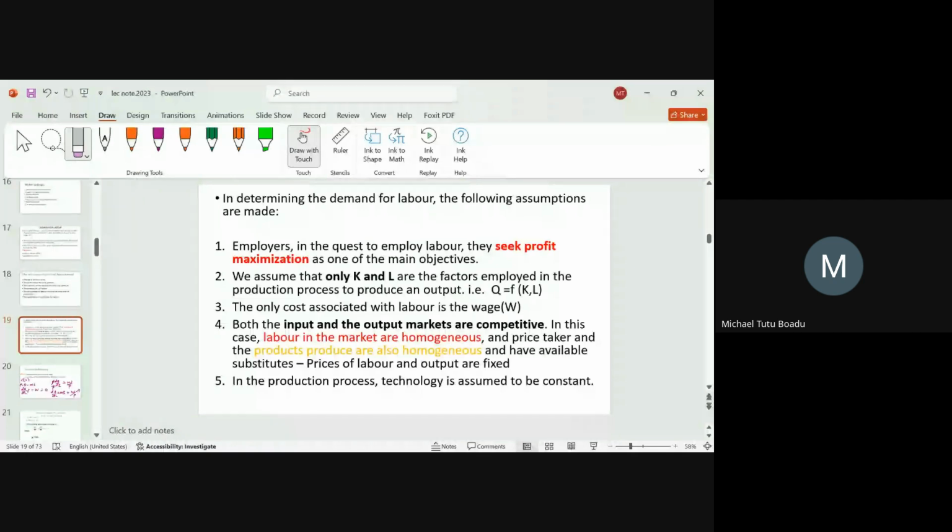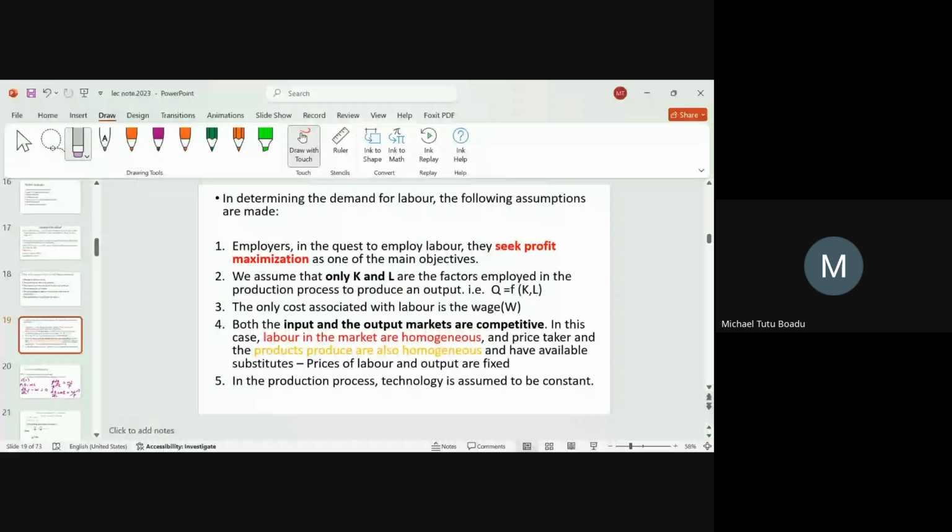They produce similar goods. And once there's homogeneity in production and homogeneity in labor supply, then it means that the quality level is the same, which means there's perfect substitution. If you cannot work, there's another person to work. What you can do, there are many people who can do the same thing. So it makes the prices of labor and output to be fixed.